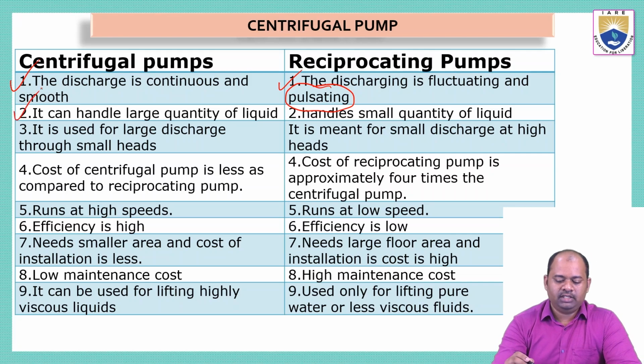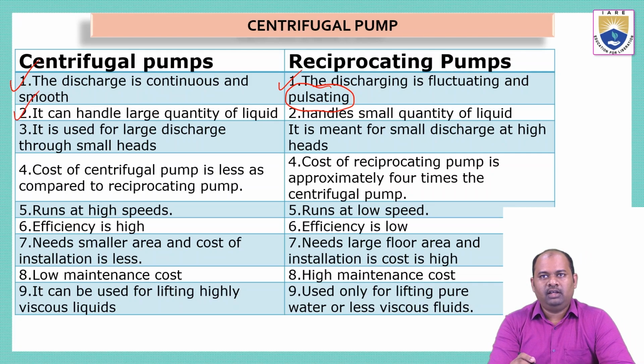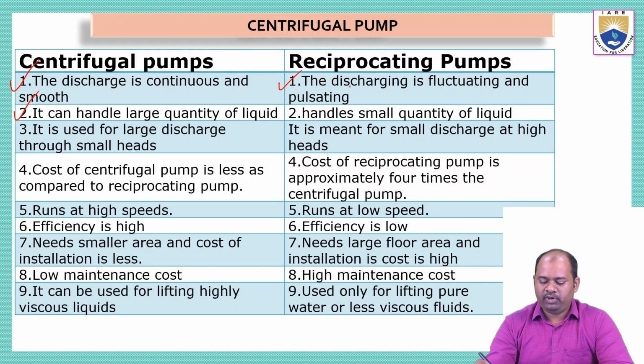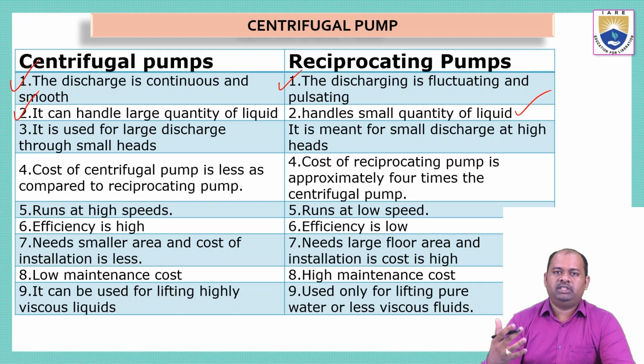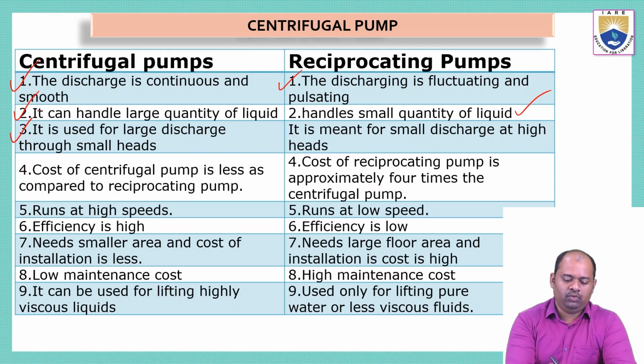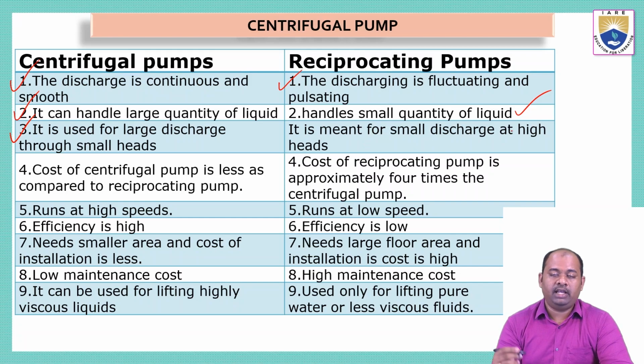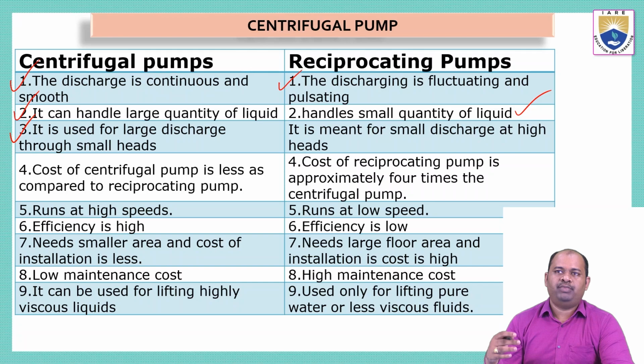Okay, and the second difference is it can handle a large quantity of liquid. That means the centrifugal pump can handle a large amount of water, whereas the reciprocating handles a small quantity of liquid. So when we want to discharge a large amount of water, we have to go for a centrifugal pump. Discharge is more. In reciprocating, the discharge is very low. And the third difference is it is used for large discharge through small heads. This is all the same, and the reciprocating is meant for small discharges at high heads. So reciprocating pumps can pump water to higher heads, whereas centrifugal pumps can discharge a large amount.